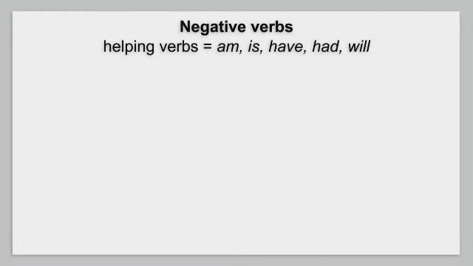Hi again. Today I'll review how to use negative forms. To make a verb negative, we add not immediately after the first helping verb. Remember, the helping verb comes before the main verb: am, is, have, had, will, etc.